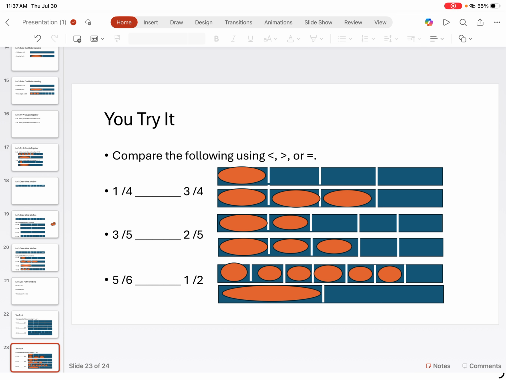Okay, we can see that 1/4 is less than 3/4 looking at the bar chart, because 1/4 has less of the whole shaded than 3/4. We also see that 3/5 is greater than 2/5. Since both fractions have the same denominator, we compare the numerators. 3 is greater than 2, so 3/5 is greater. And now the last one, 5/6 is greater than 1/2. 5/6 is more than half of the whole, so it's greater than 1/2. Nice work. Remember, mathematicians don't just find answers, they explain why their answers make sense.